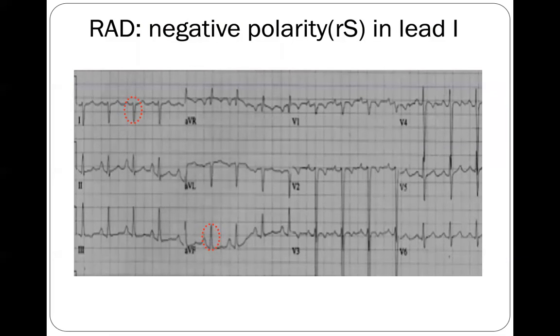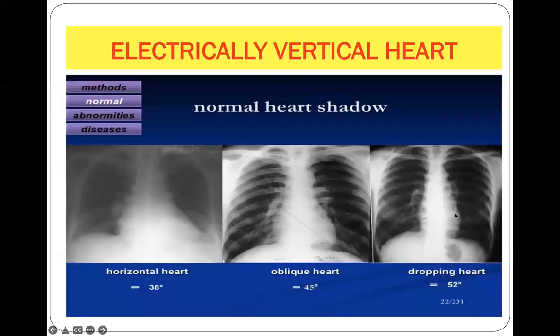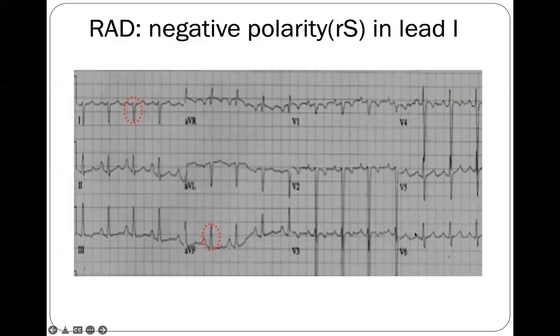But we also have an extreme right axis deviation. In extreme right axis deviation, the heart moves more and more to the right. So it goes away from lead one, so it becomes negative, and also away from AVF, so AVF will be more negative. So both leads are negative, and this is called the extreme right axis deviation or severe right axis deviation.